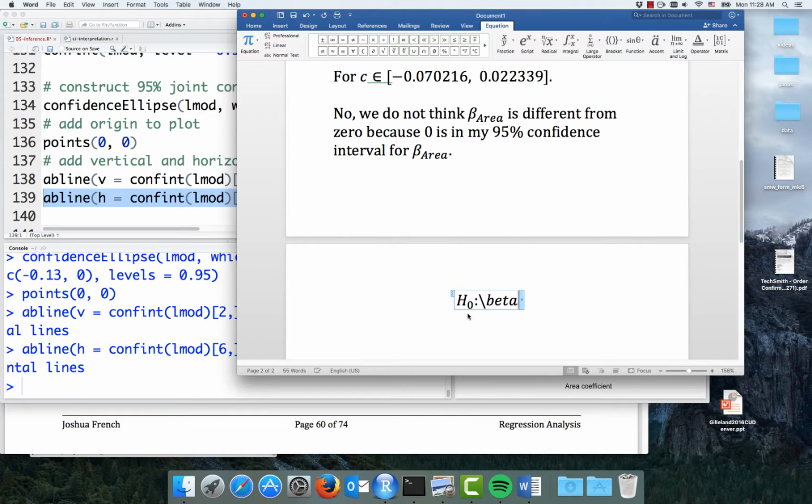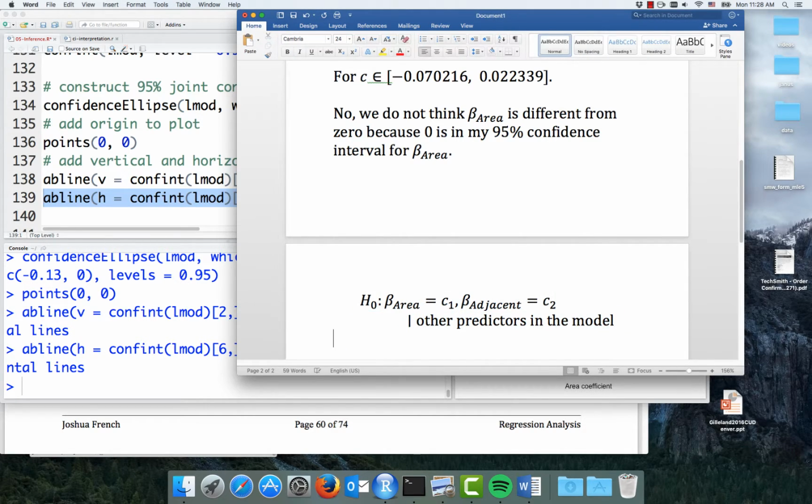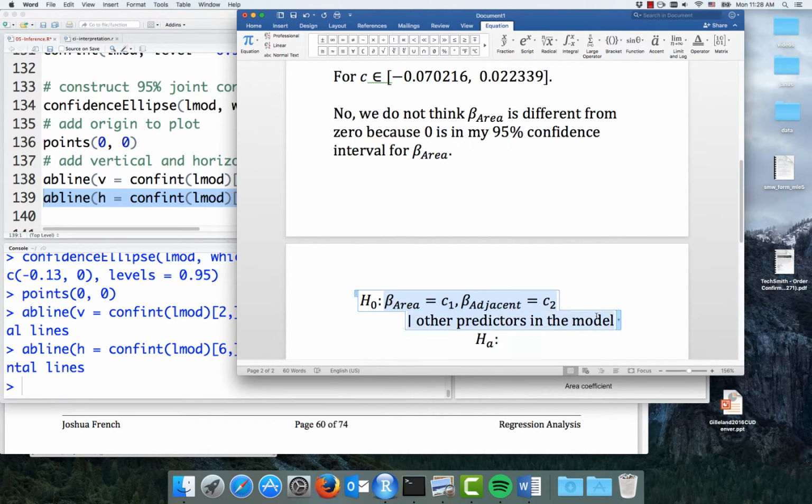our null hypothesis is that beta area equals, I guess, C1, and beta adjacent equals C2. And we really should have, given that the other predictors are in the model, right? Because this has a context. We don't normally state that. And then our alternative hypothesis is at least 1 is not equal.